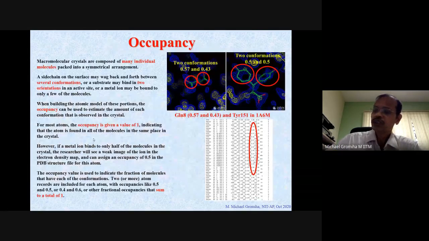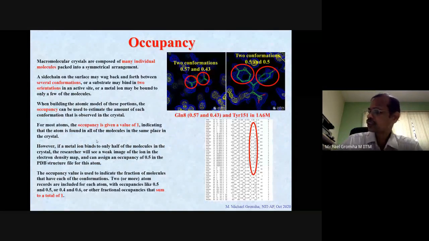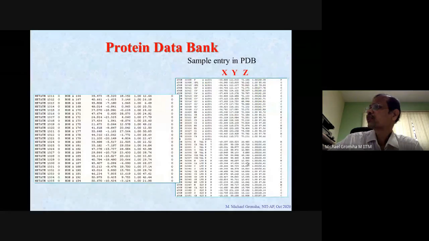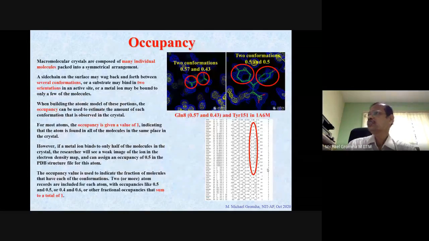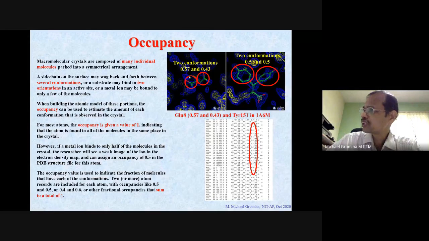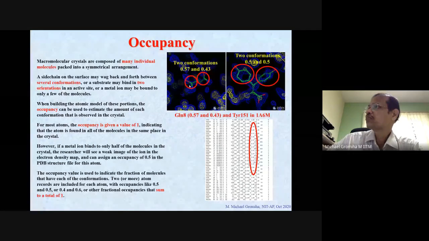Fine. So in the x-y-z coordinates, here I showed that this is x, this is y, this is z coordinate, and after that we have another column, that is the occupancy, and this is the temperature factor. What is the occupancy? Sometimes they model different conformations. If the atom could not fit in the electron density map, they take a different occupancy, and maybe they get two different conformations. One has a probability of 0.57, the other 0.43. In any case, the total will be 1.